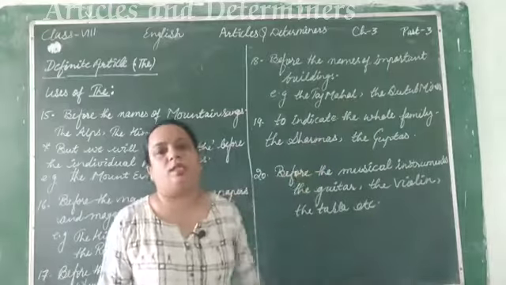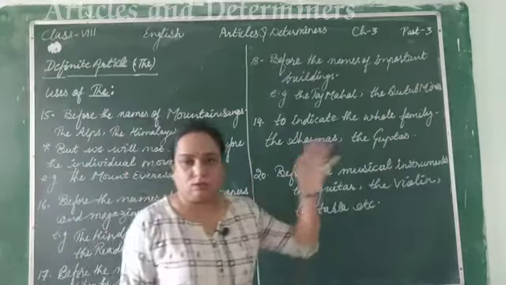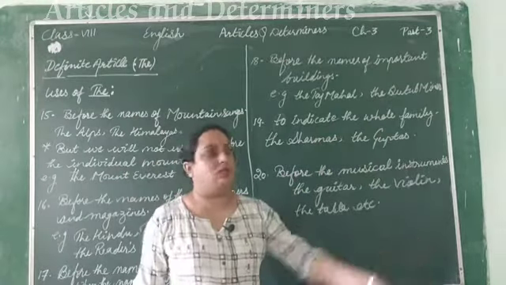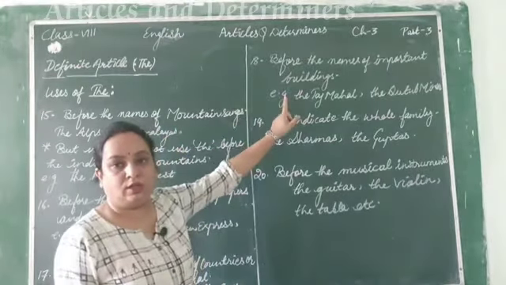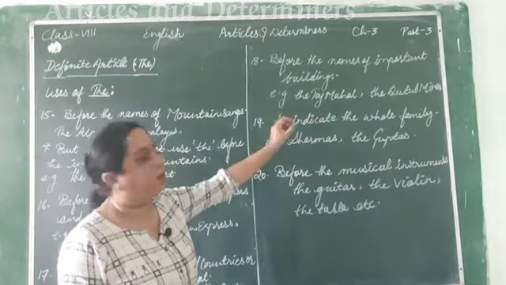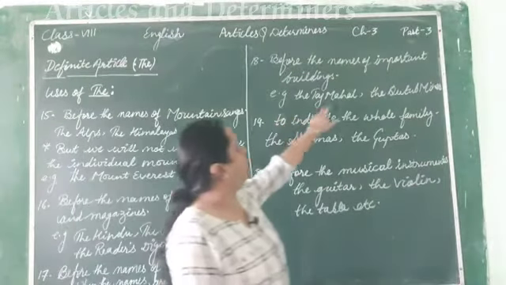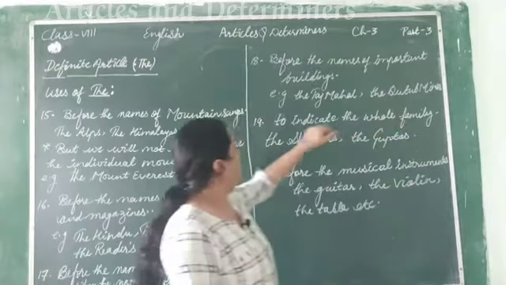Next is before the names of important buildings. This is very easy and you have been doing it since your junior classes, first, second class. For example, the Taj Mahal, that is only one specific, important building, the Taj Mahal, the Qutub Minar.